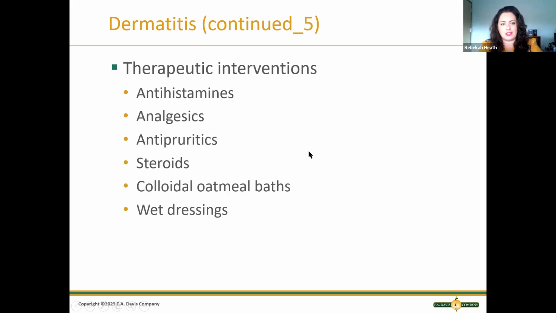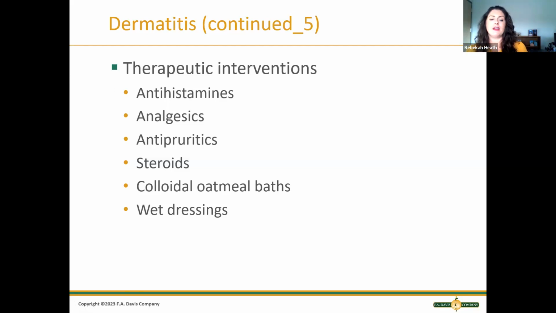So therapeutic interventions. You're probably going to give some antihistamines. So that would be things like Benadryl, which is a very common antihistamine that is given, or diphenhydramine is the other name for it. Antihistamines can often cause some sedation. And so you want to make sure we're monitoring for that, or let patients know if they're going to take some antihistamines for their allergy or skin reaction, they might not want to drive because they might be sleepy. Depending if it's painful, they might get some analgesics or pain medication. Antipruritic is an anti-itching medication.